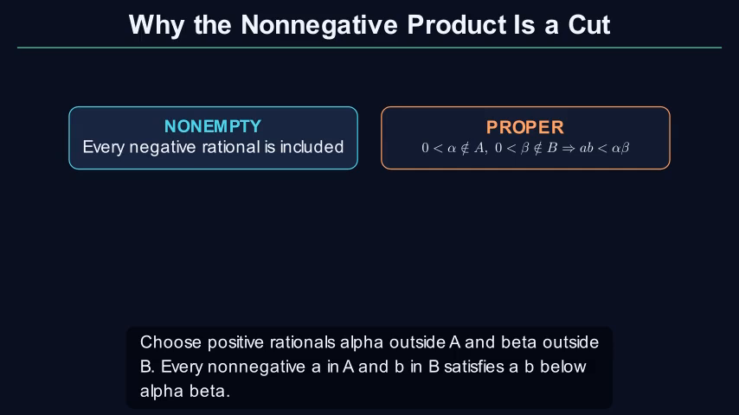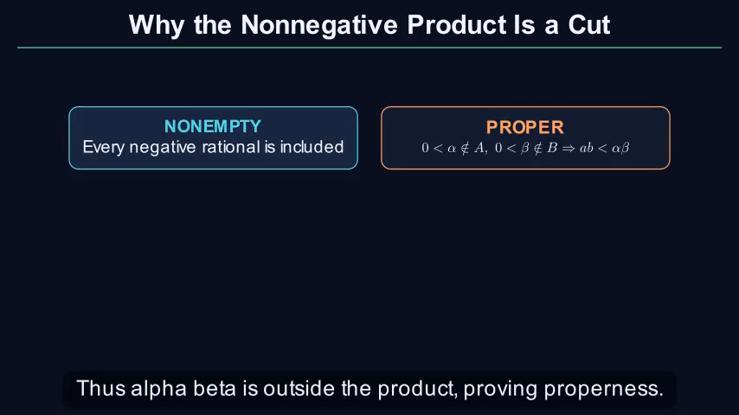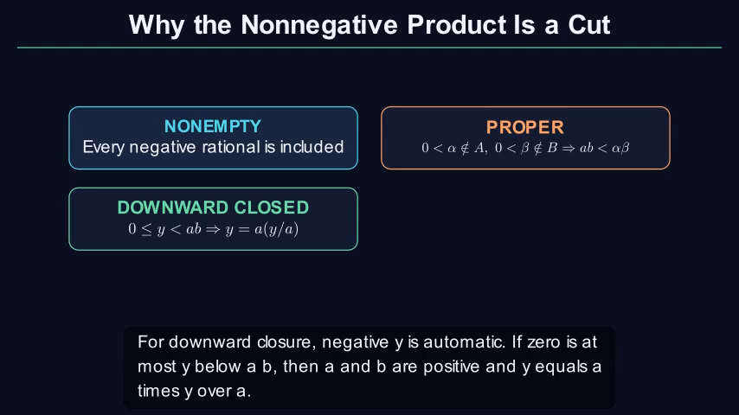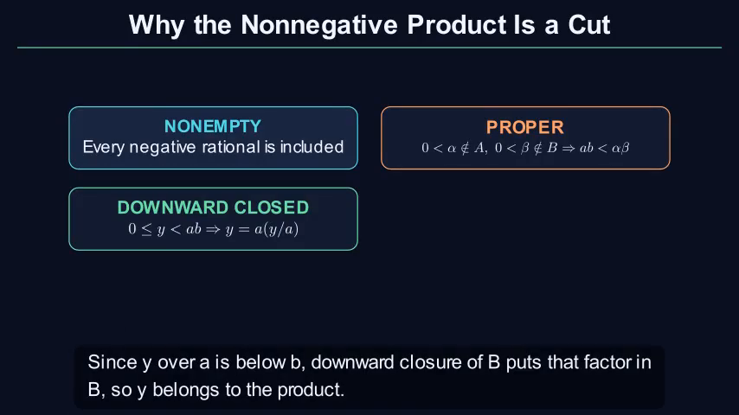Every non-negative a and b satisfies ab below alpha beta. Thus alpha beta is outside the product, proving properness. For downward closure, negative y is automatic. If 0 is at most y below ab, then a and b are positive and y equals a times y over a. Since y over a is below b, downward closure of B puts that factor in B. So y belongs to the product.